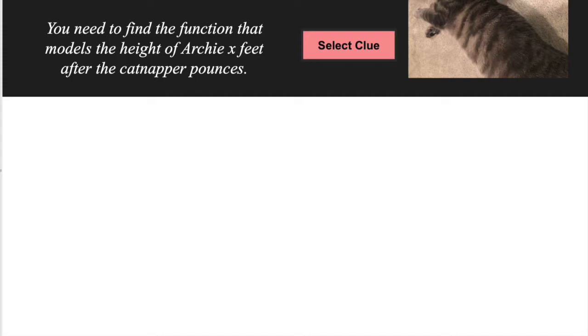Okay? So when you're given information like this, I need you to summarize it so that you can more easily access what you need to know to solve the problem. One way you do that is by making a picture. So here's my catnapper. And Archie is right here.